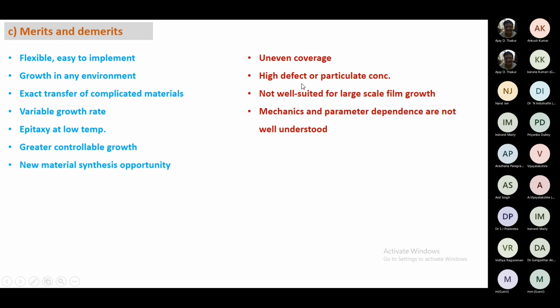And if we don't have the optimized oxygen pressure inside the chamber, then it is very probable to have high defect and particulate concentration. It is a very common problem for PLD techniques. Whatever mechanism and parameter dependence are involved, we can achieve those experimentally, but the theory for this tuning is not very well understood till now. So it is a demerit, but again it will be a merit because this is an open space. You can do a theoretical study for that also.